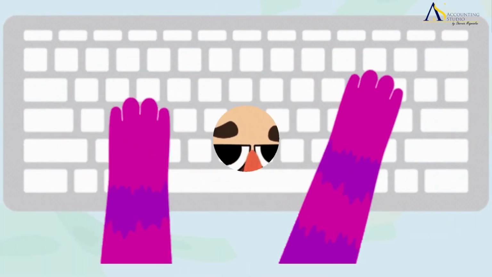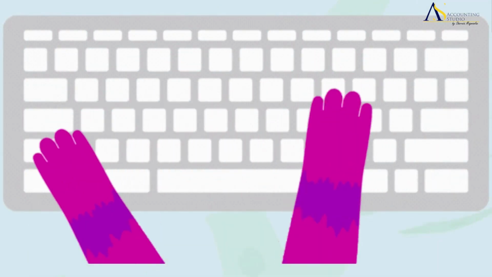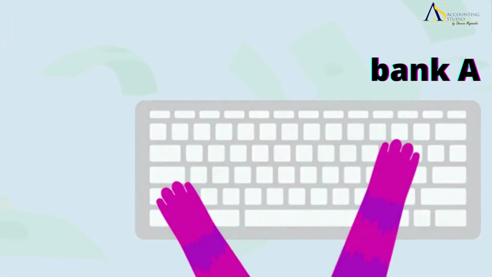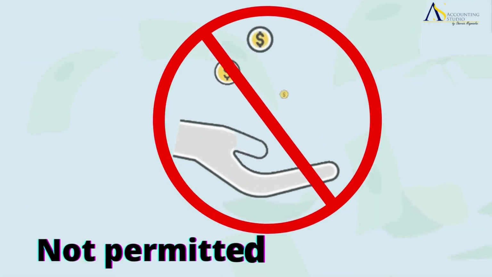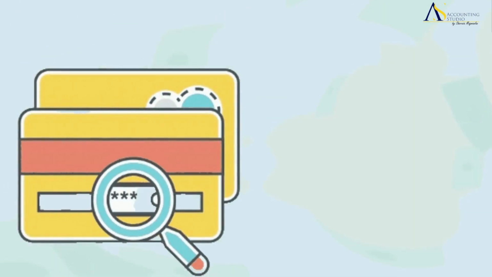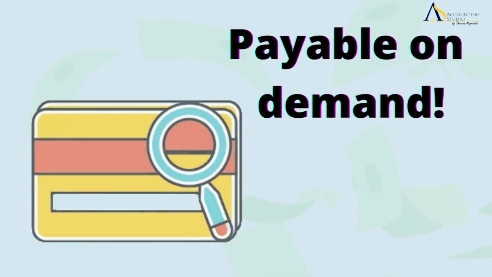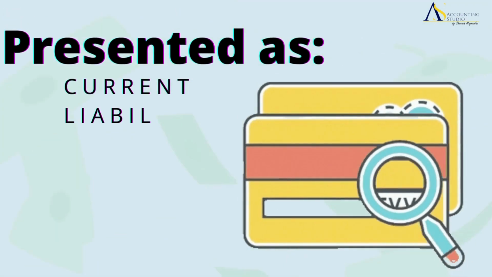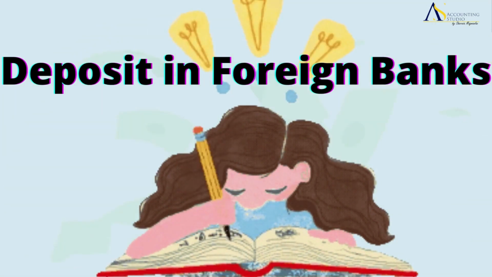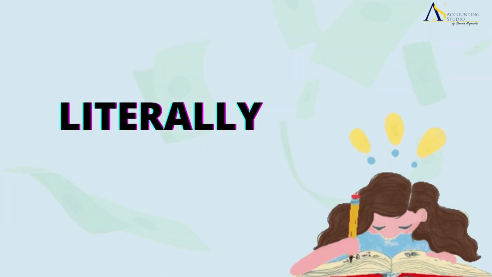On the other hand, if two or more bank accounts are maintained in different banks, a negative balance from Bank A is not permitted to be offset or deducted to Bank B with a positive balance. Thus, the overdraft becomes payable on demand and should be presented as current liabilities. Next is deposit in foreign banks. Deposit in foreign banks literally refers to those deposits in foreign banks.